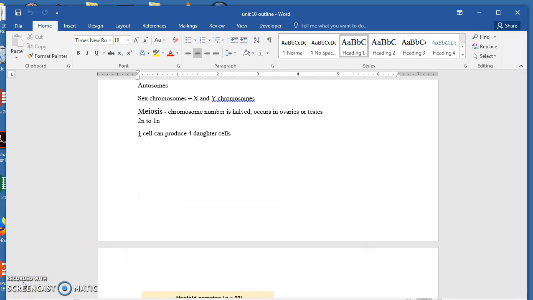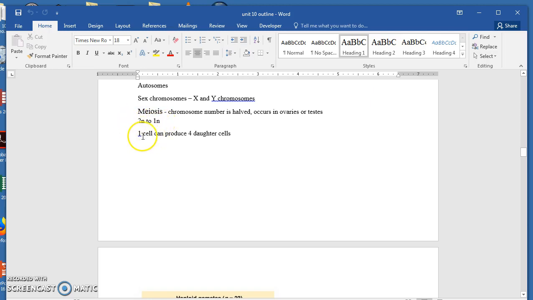This brings us to the next set of processes under the name of meiosis. The purpose of meiosis is to produce gametes or sex cells. And meiosis occurs in the ovaries or the testes. These are the gonads. The idea of meiosis in producing these sex cells or gametes is to go from a 2N chromosome number to a 1N chromosome number, to go from diploid to haploid.